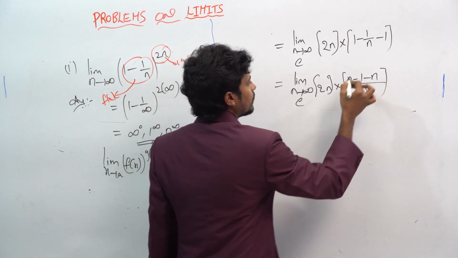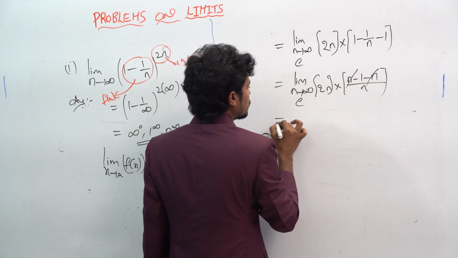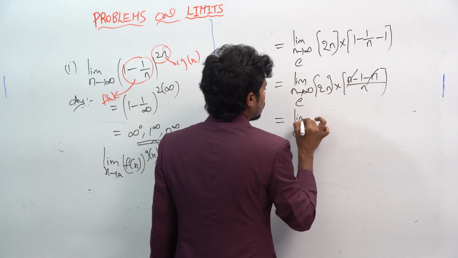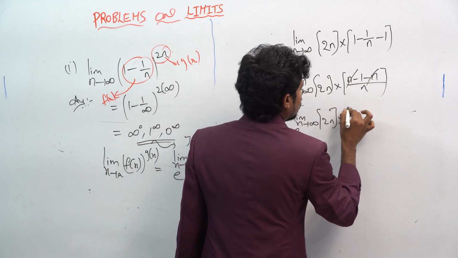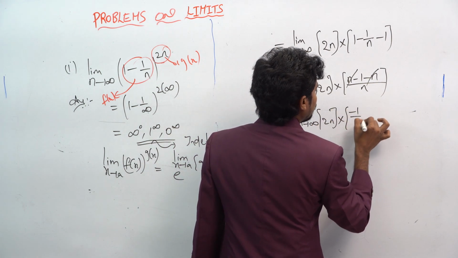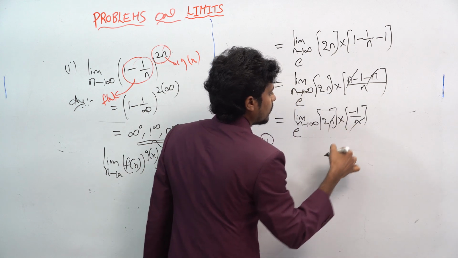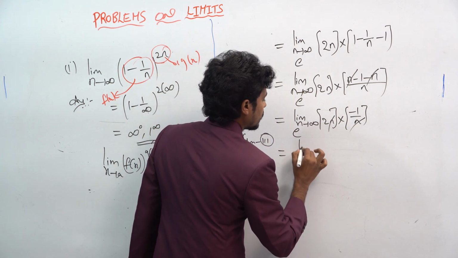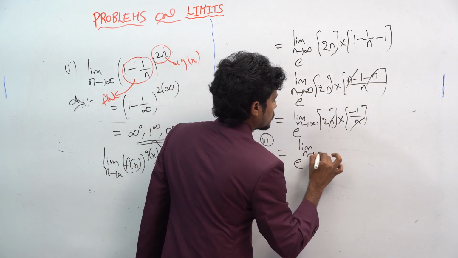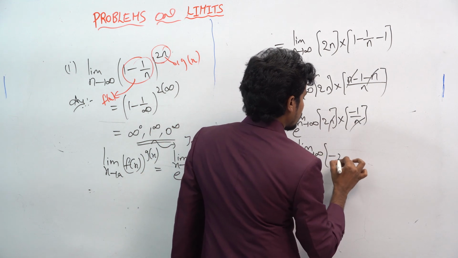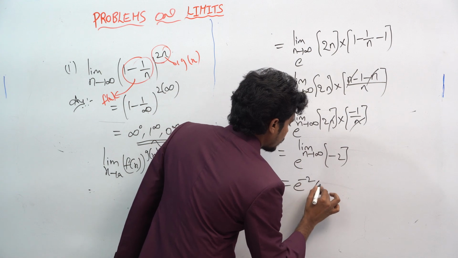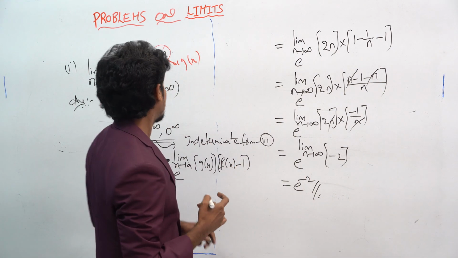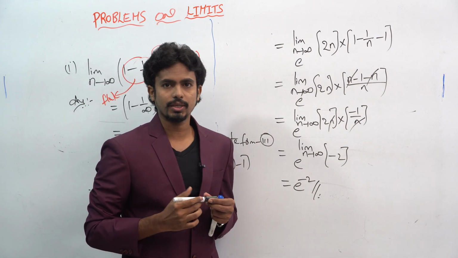Here plus n minus 1 will get cancelled to each other. This will be e power limit n tends to infinity of 2n into minus 1 divided by n. Here n will get cancelled to each other. This will become the limit n tends to infinity of minus 2. So the answer will be e power minus 2. This was your answer for your question.